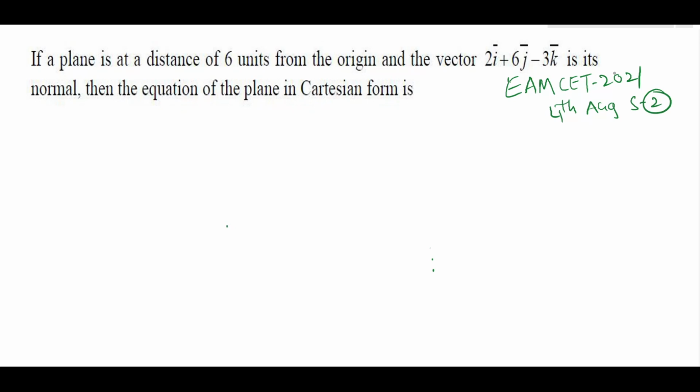This is EAMCET 2021, 4th August shift 2 question. If a plane is at a distance of 6 units from the origin and the vector 2i bar plus 6j bar minus 3k bar is its normal, then the equation of the plane in Cartesian form is dash. First, the plane is at a distance of 6 units from the origin.